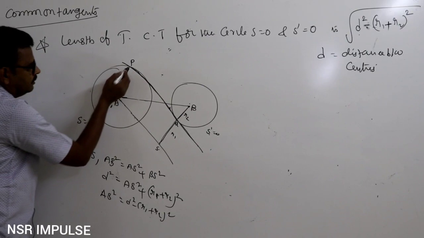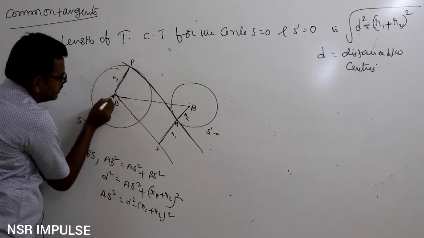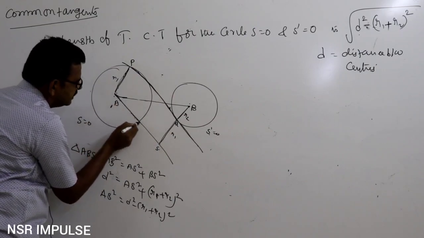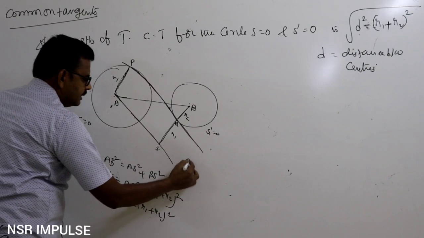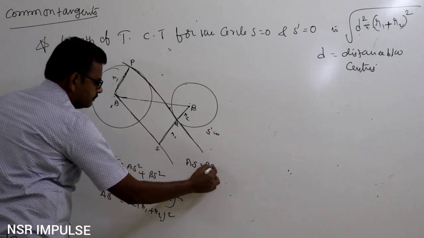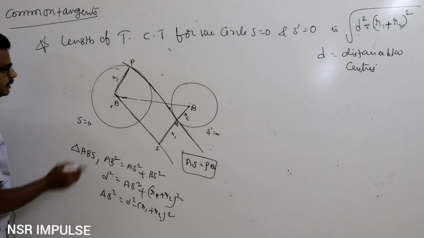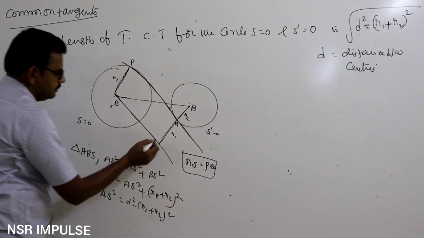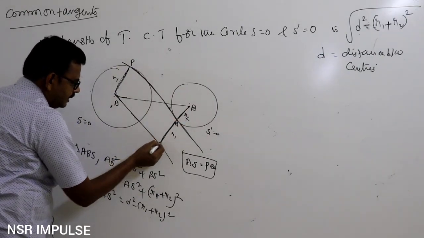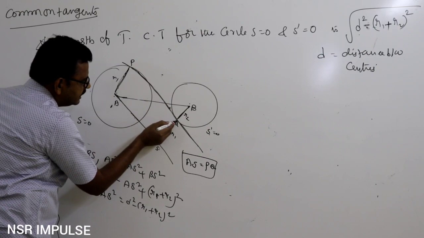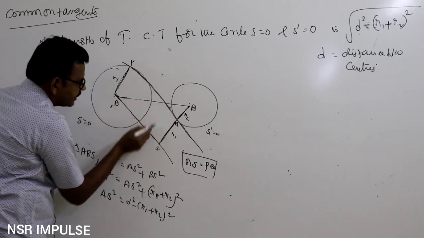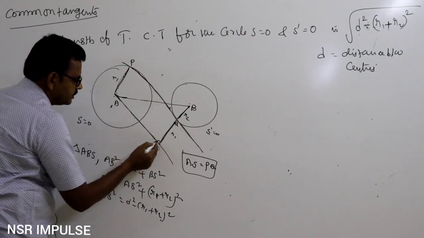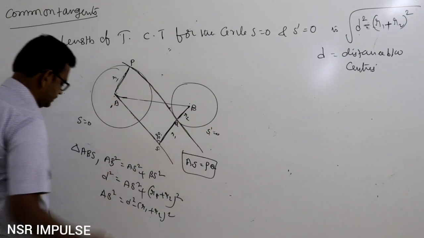Now draw a line from A which is parallel to PQ. Here AS is equal to PQ. Draw AS parallel to PQ. Now this is the normal and this is PQ. PQ is a tangent, which implies the tangent and the normal are perpendicular. The angle between these two is 90 degrees. There also the angle is 90 degrees.